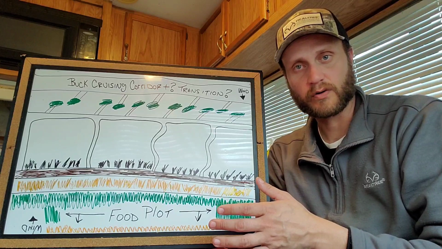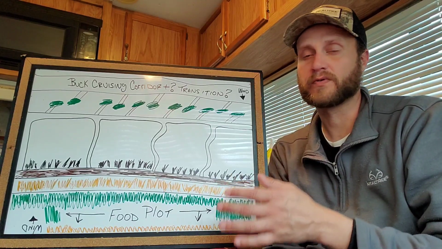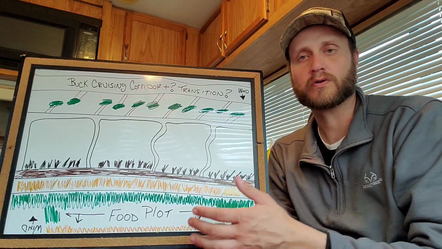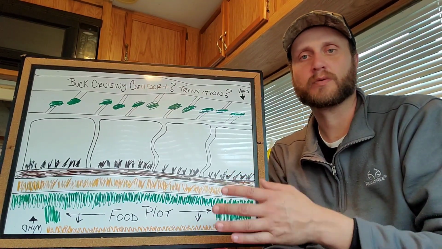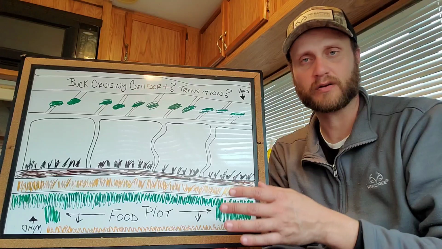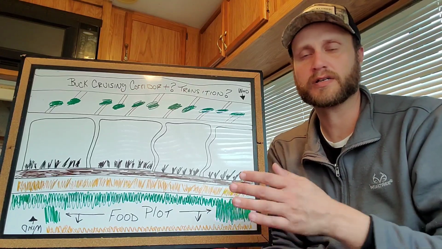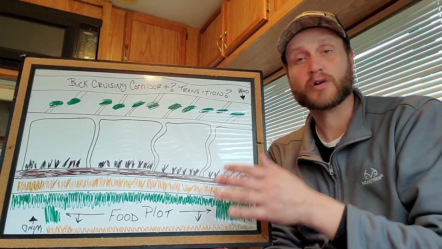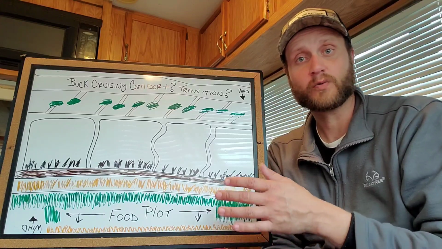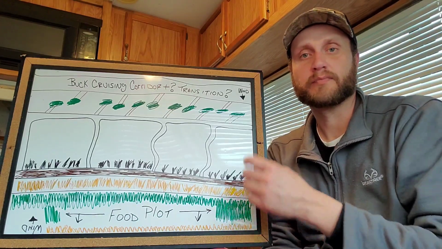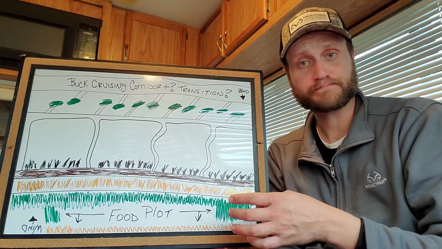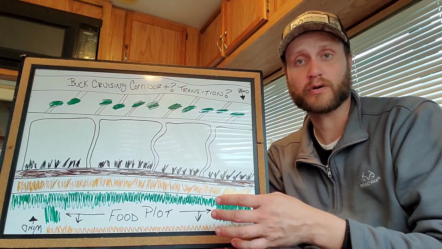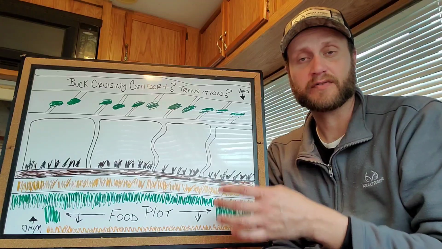When we refer to corridors, just to touch on that real quick, and this is nothing against anybody else that uses these terms together, but I like to separate them, and it really helps. I learned years ago, it helps you guys and it helps everybody involved. So a corridor has something to do with bedding, whether it's a buck cruising corridor that we're going to touch on today, or a doe bedding corridor, that's inside of a doe bedding area.